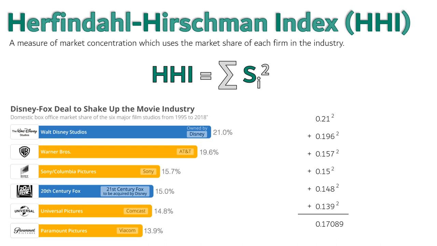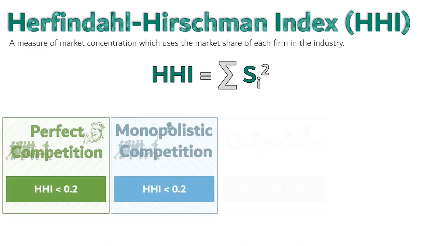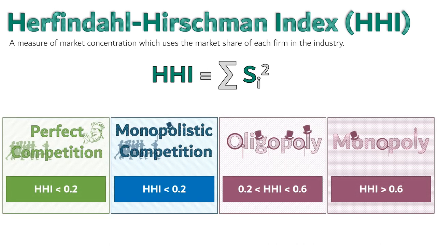So, what does an HHI of 0.17089 mean? These are not scientific thresholds, but they are good rules of thumb. If an industry is competitive, we would expect to see an HHI below 0.2. If the HHI is between 0.2 and 0.6, that points towards an oligopoly. And an HHI over 0.6 means the market is probably dominated by a single firm.